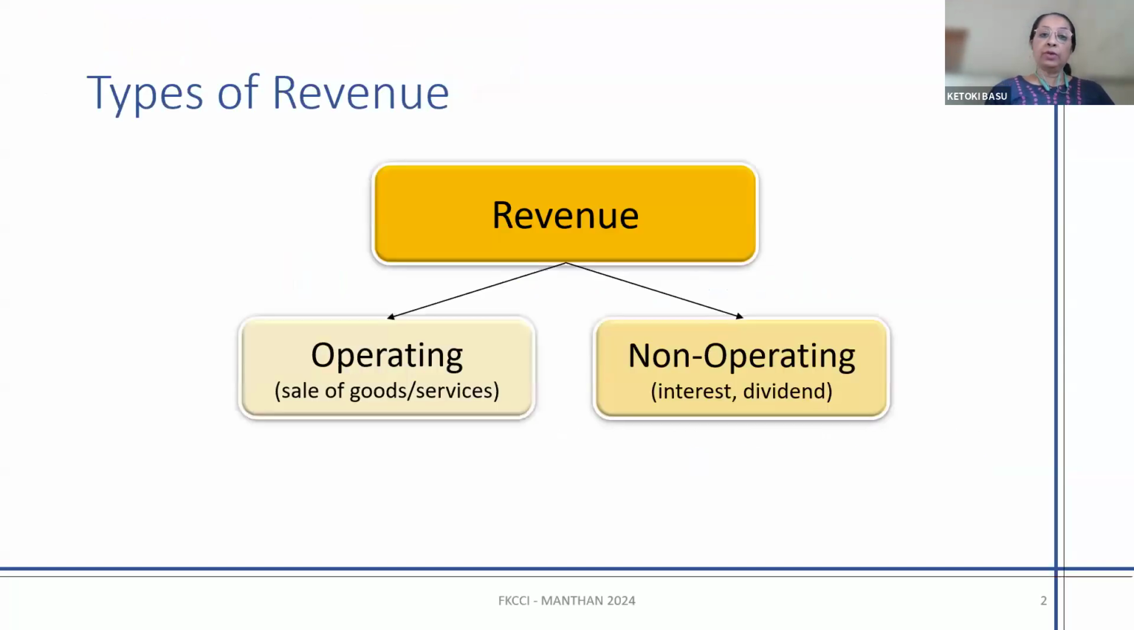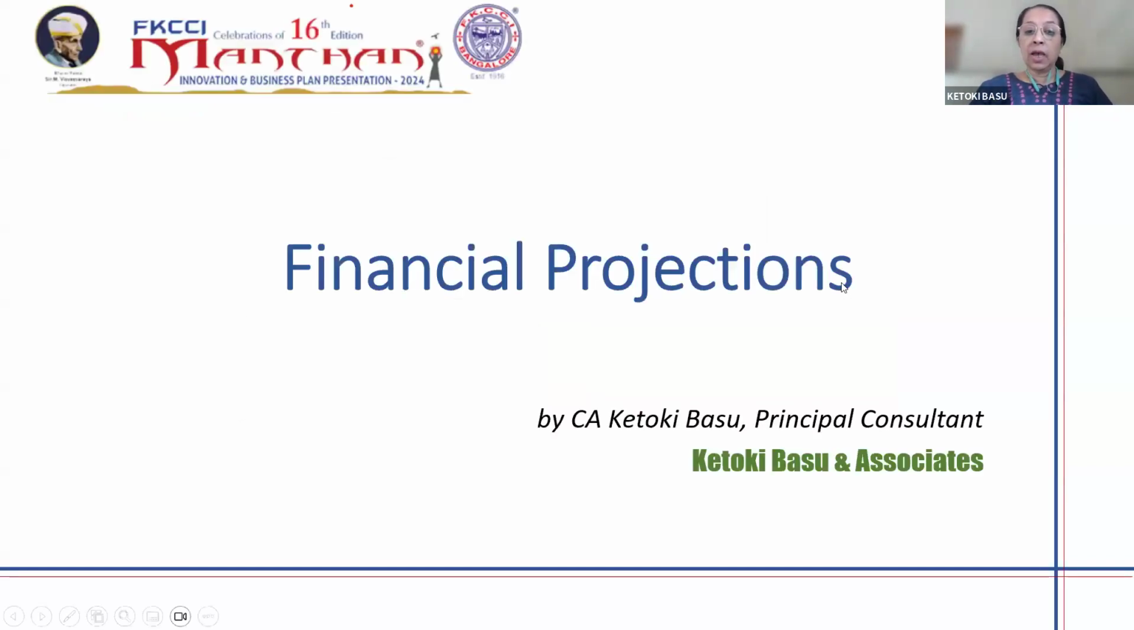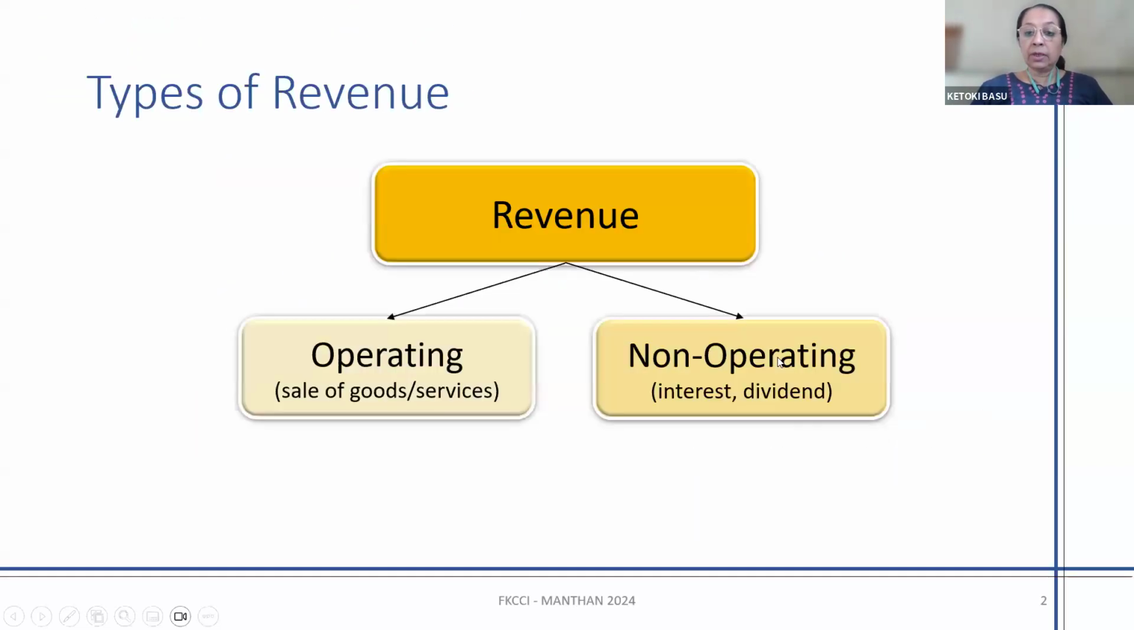Okay, so when we talk about financial projections, we are talking about the same profit and loss, but we'll break it up into the various components of the profit and loss to understand it better. So the first part is revenue. Revenue is not only sales, what we commonly know it as. What we sell in the business in terms of goods or services, which is the core business, forms the operating revenue.